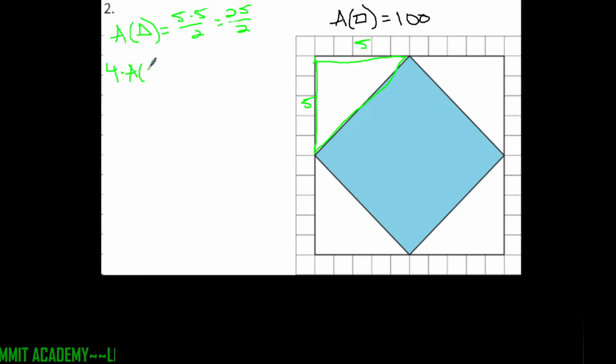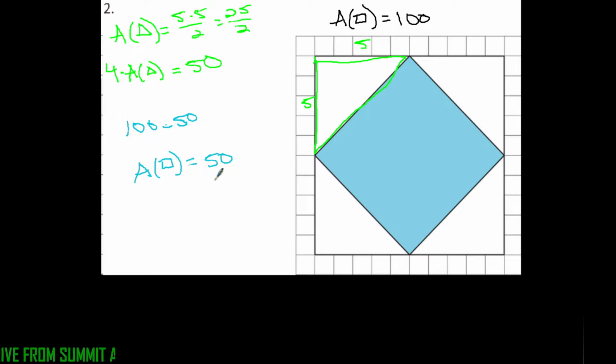So area of those triangles times 4. Multiply those fractions out. It's just the same as multiplying 25 by 2. So it's going to be 50. And so now I can take 100 minus 50 to get my area of the shaded region, which is going to be 50 units squared.